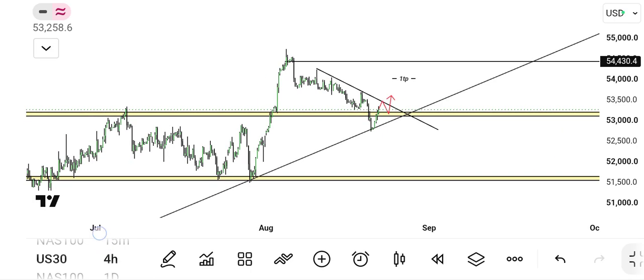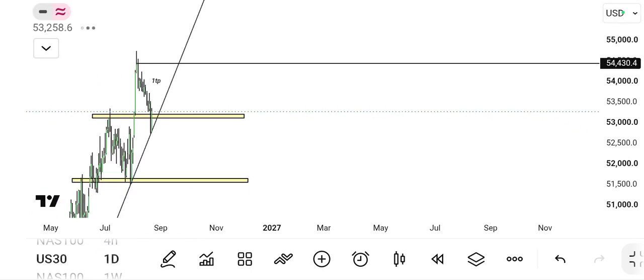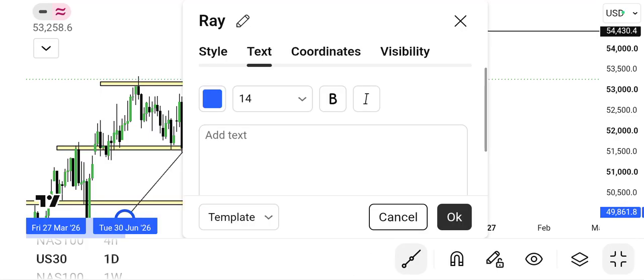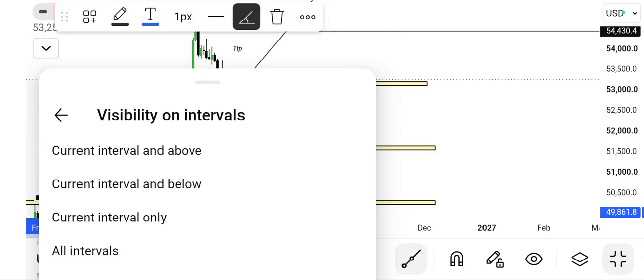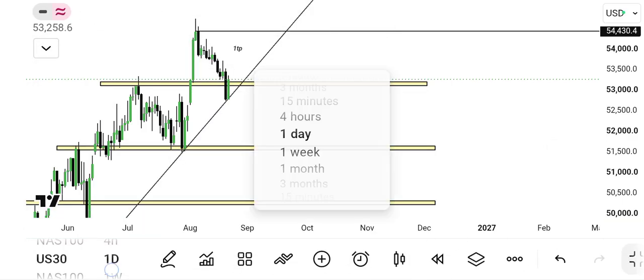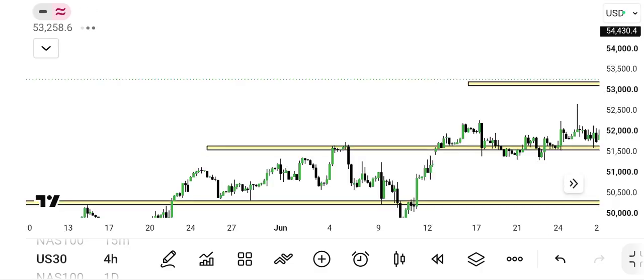Or I can also come to this point here and make this visibility only at this point here. Then I also come to this point here and do the same thing to it.